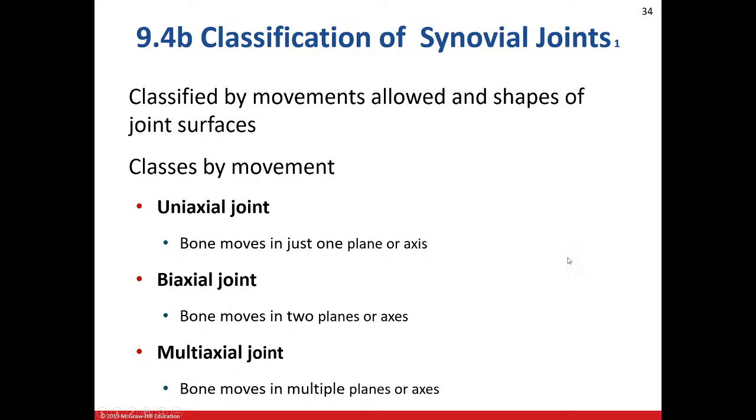Multi-axial joints are easy. Those are things like the ball and socket joints we talked about, at the shoulder and the hip as well. And then a biaxial joint would be something like the joint between the atlas and the axis, which allows us to make the up down yes motion and the left right no motion.